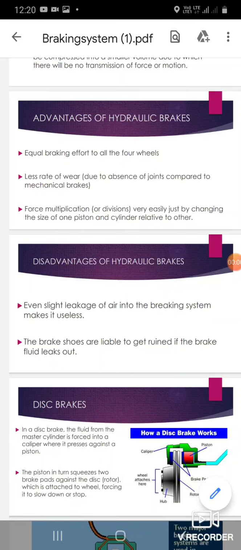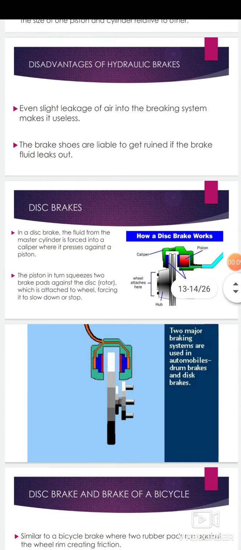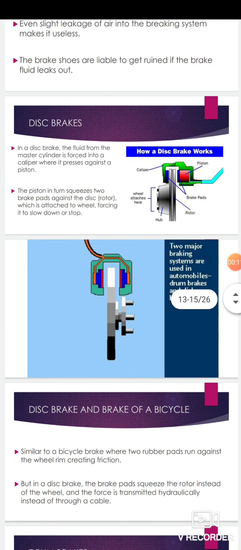We were discussing the braking system in the previous lecture, and we are discussing hydraulic brakes. In this slide, we are discussing the disc brake. Basically, in a disc brake the fluid from the master cylinder is forced into the caliper, where it's pressed against a piston, as shown in the diagrams. These are the arrangement of a disc brake.